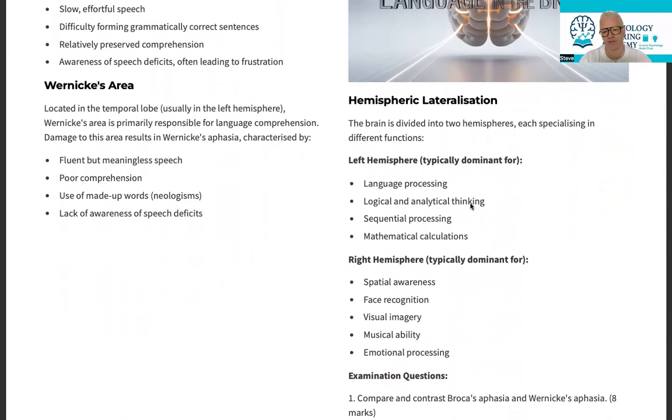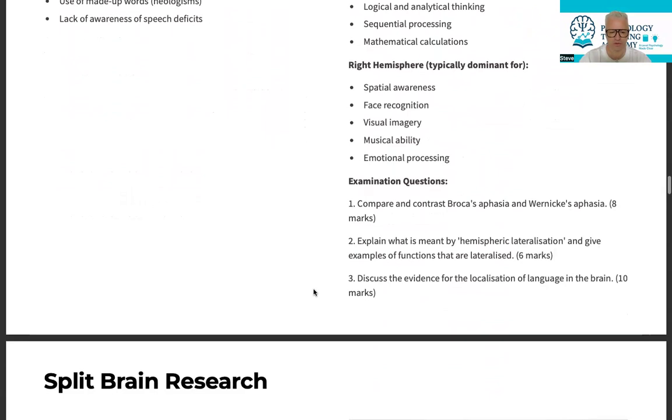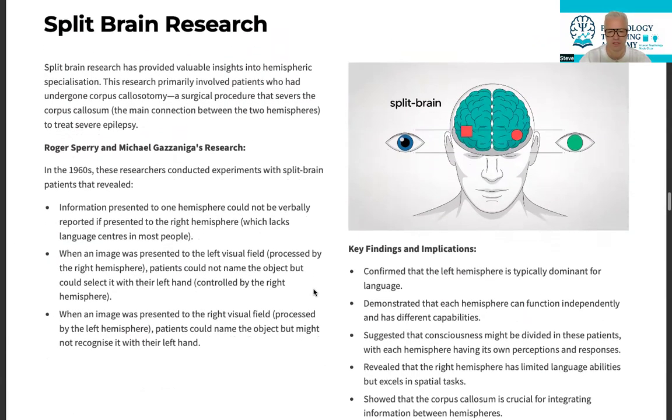So the left hemisphere is well known for language, logical thinking, mathematic calculations, whereas the right hemisphere is more dominant for facial recognition, visual imagery, music ability, etc. So each hemisphere has different tasks, different structures, different functions. If the corpus callosum is cut, the brain is basically like having two separate people inside your head.